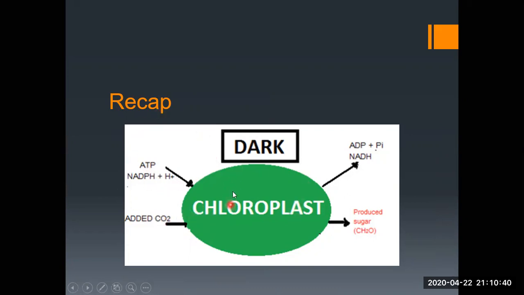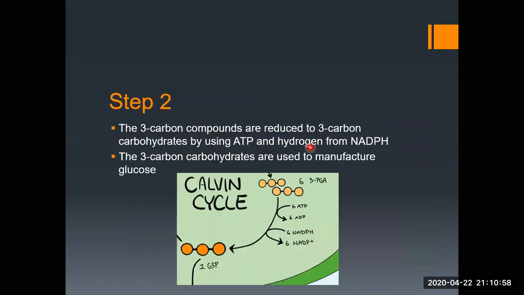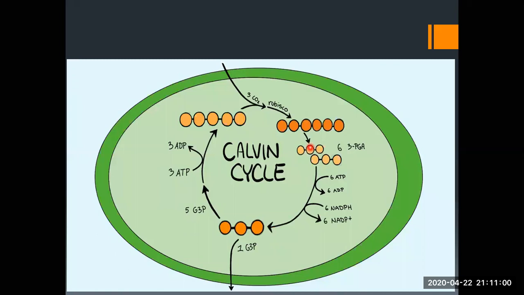In the chloroplast, the reaction takes place. Sugar is produced, CH2O. It can be glucose, it can be sucrose, anything. This ATP is converted to adenosine diphosphate, or ADP. This NADPH is oxidized to NADP.